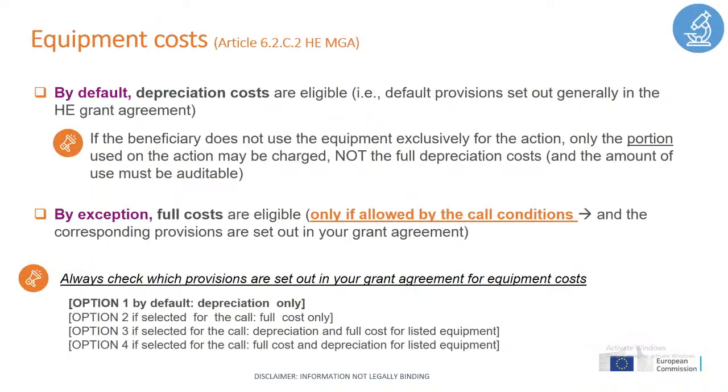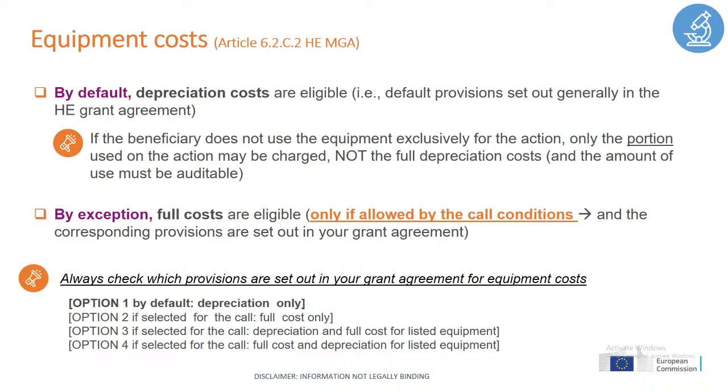So for equipment cost, as I was saying, this is Article 6.2c2 of the Horizon Europe Model Grant Agreement. The general rule, by default, is that the depreciation cost is eligible. No? And then we have two scenarios.